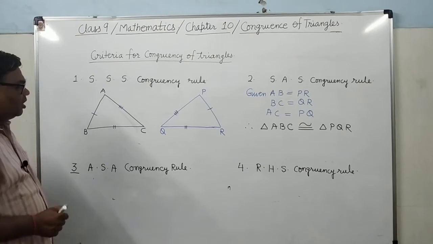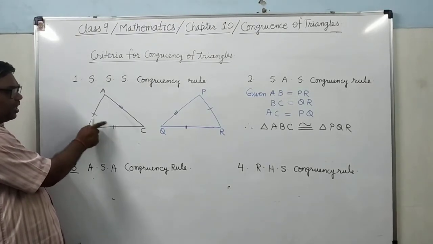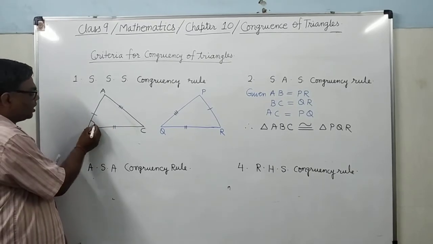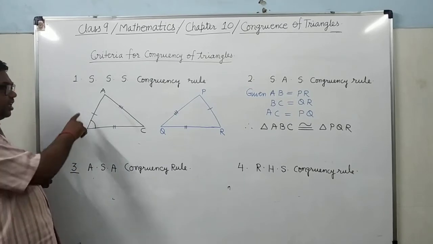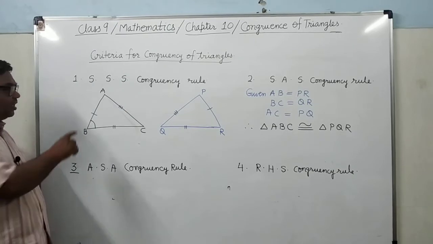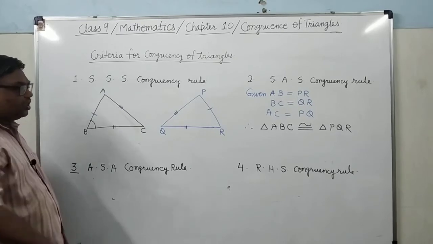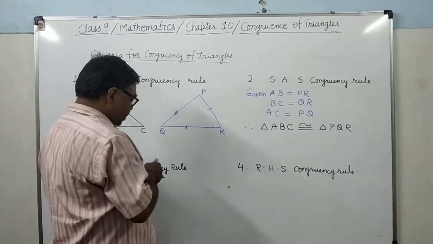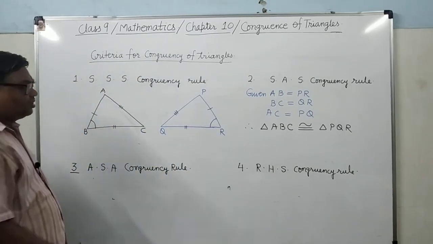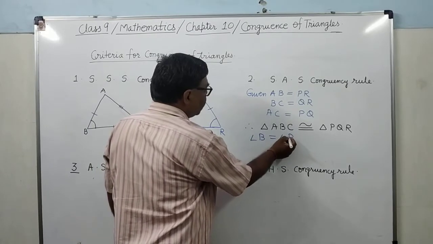You can see here, by side 1 and side 2, by this symbol and this symbol, this angle is included. By the same first and second side, which angle is included there? It is the angle R. So you can say that angle B will be equal to angle R.